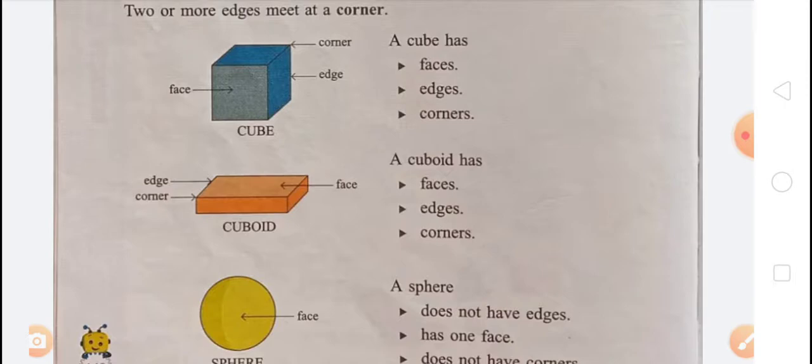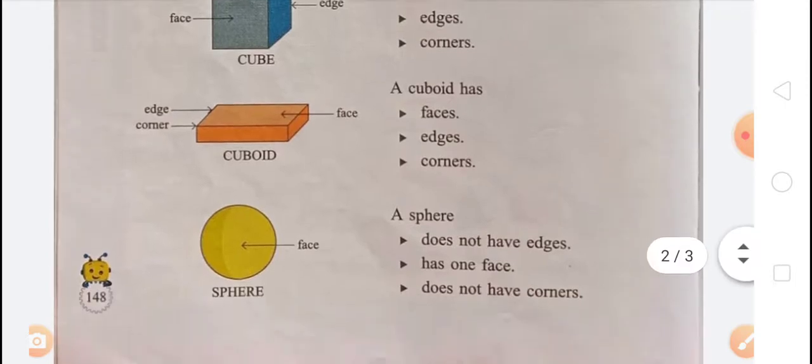Okay, and what are faces? The surface of a solid shape is called its face, and where two faces meet is an edge, and two or more edges meet at a corner. So what is a face, what is an edge and what is a corner? The surface of a solid shape is called its face, and when two faces meet it is an edge, and two or more edges meet at a corner.